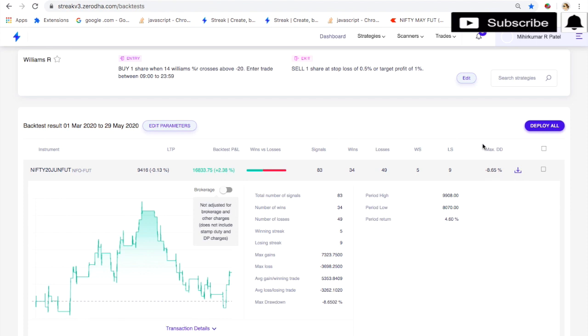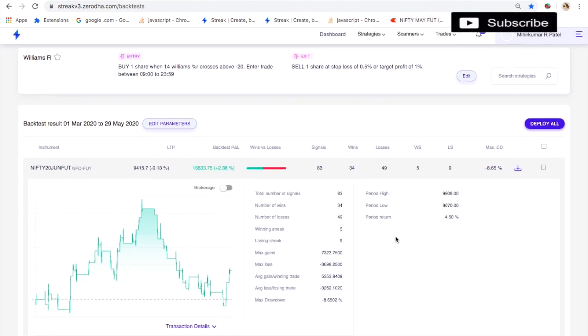If you want to reduce it, you have to add more indicators, but it gives a good signal, and you have to find the perfect exit point, because it can give 7,000 profit in a single trade. Maximum loss is fixed at 0.5, so you can apply an exit and one more indicator in order to identify the perfect entry and perfect exit. And period return is 4 percent.